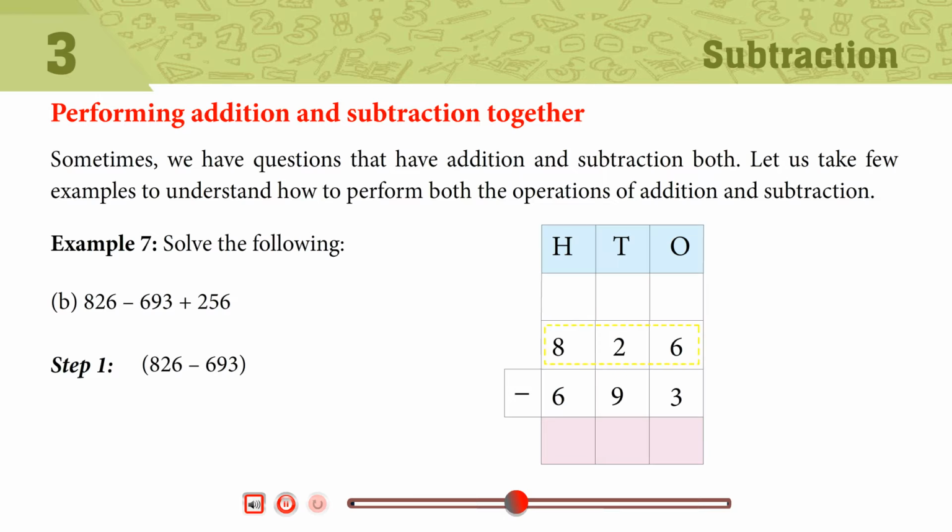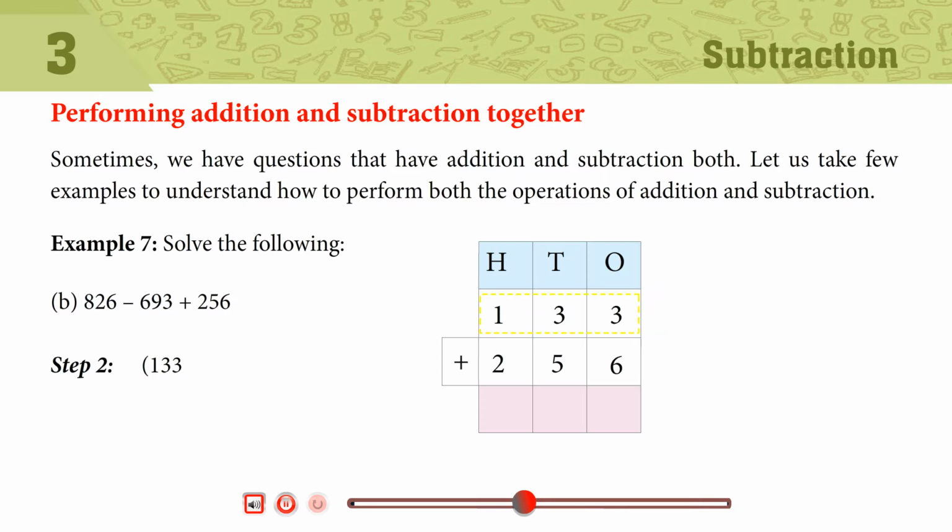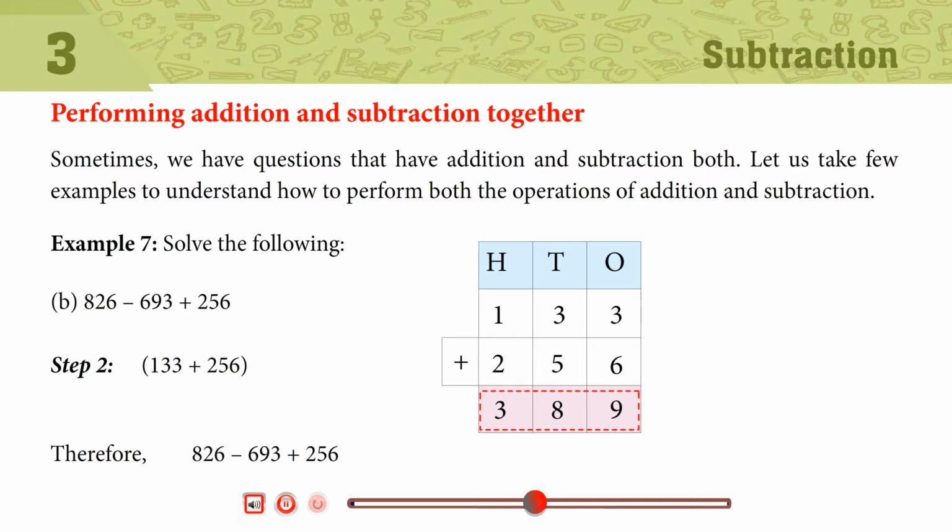B. 826 minus 693 plus 256. Step 1. 826 minus 693 is equal to 133. Step 2. 133 plus 256 is equal to 389. Therefore, 826 minus 693 plus 256 is equal to 389.